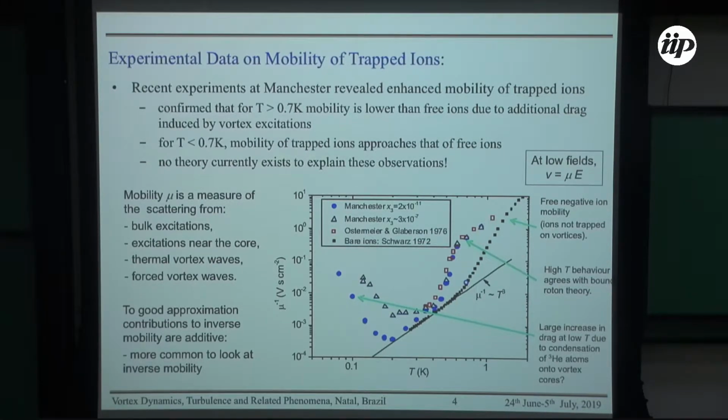Now, one of the things I should point out, if you haven't seen these type of plots before, is that in experiments, they like to plot things in terms of the inverse mobility rather than the mobility. And that's simply because if you think of the drag as being contributed by various excitations, so phonons, rotons, thermal waves, and so forth, then it turns out that to a good approximation, the inverse mobility can be determined through additive contributions. Okay, so you can just add the different contributions, and it turns out to be a good model to work with.